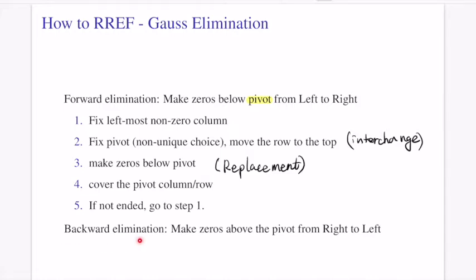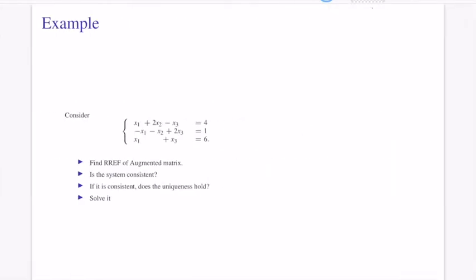And backward elimination is straightforward. It's just doing replacement to eliminate non-zero terms above the pivot. So this is replacement. Now we're going to try one example given by a 3 by 3 linear system, and there are 4 quadrants. Find RREF. Is it consistent? If this is consistent, does uniqueness hold? The final quadrant is solve it.